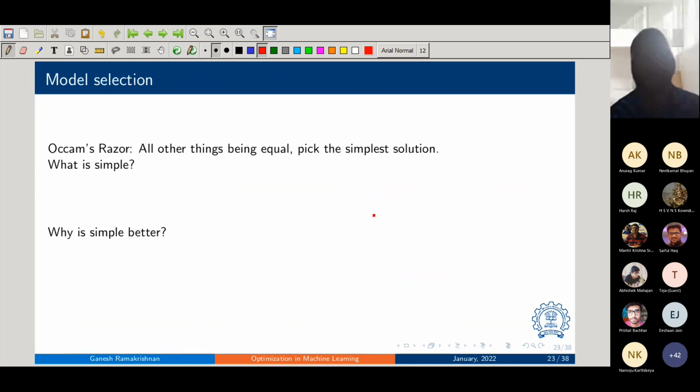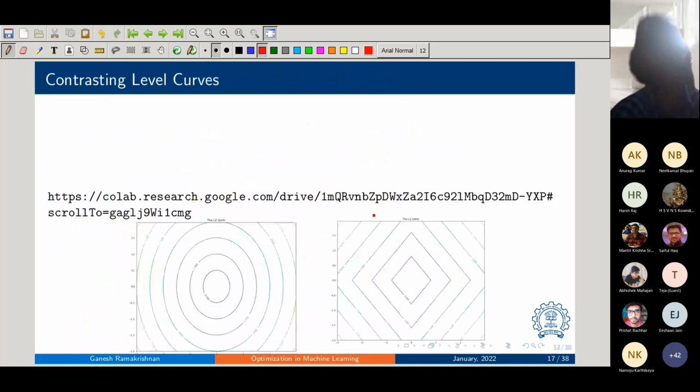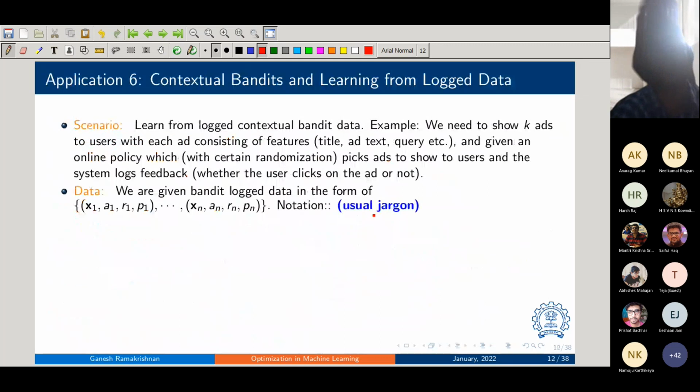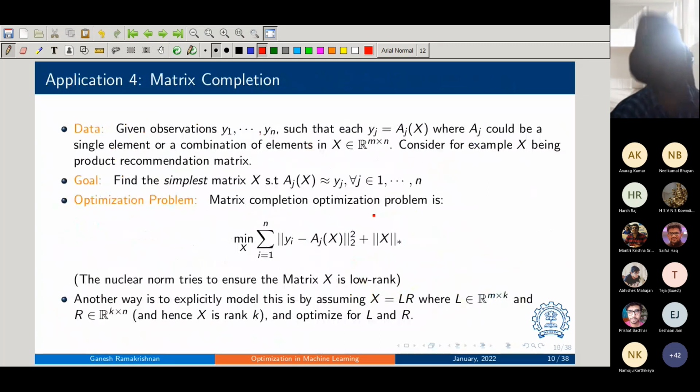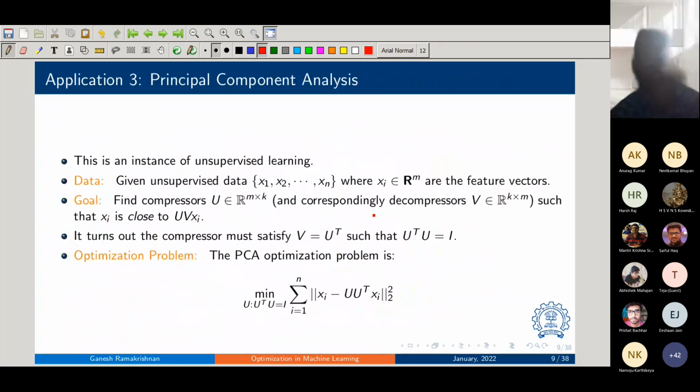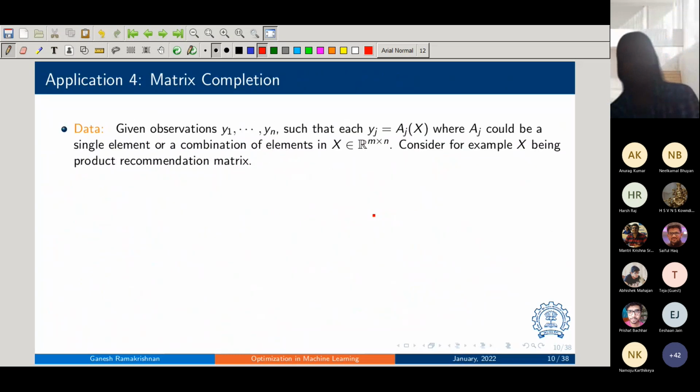Okay, so now let's go back to the next example, the application number 4, matrix completion. Okay, so we're done with principal component analysis. Let's look at matrix completion. Oh, we have only 3 minutes left. Maybe we'll do matrix completion in the next class. If you have any questions, please ask me now. We'll continue with matrix completion in the next class.